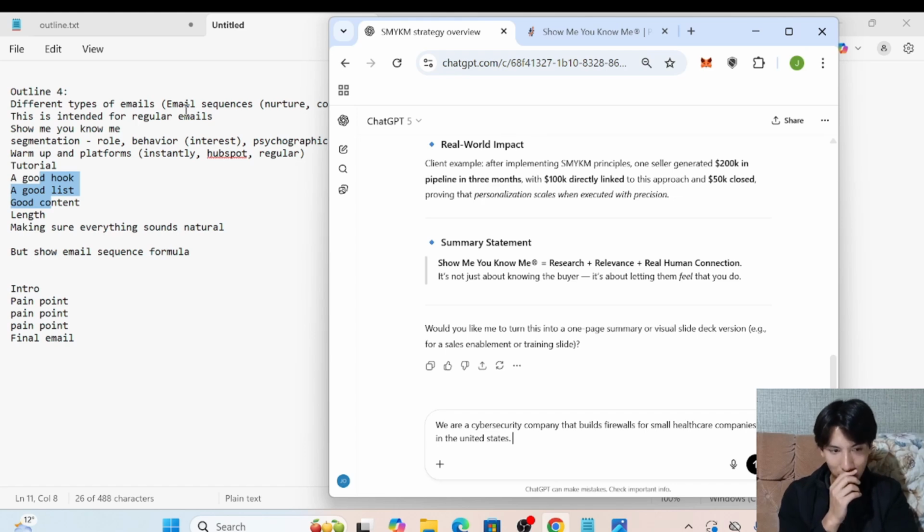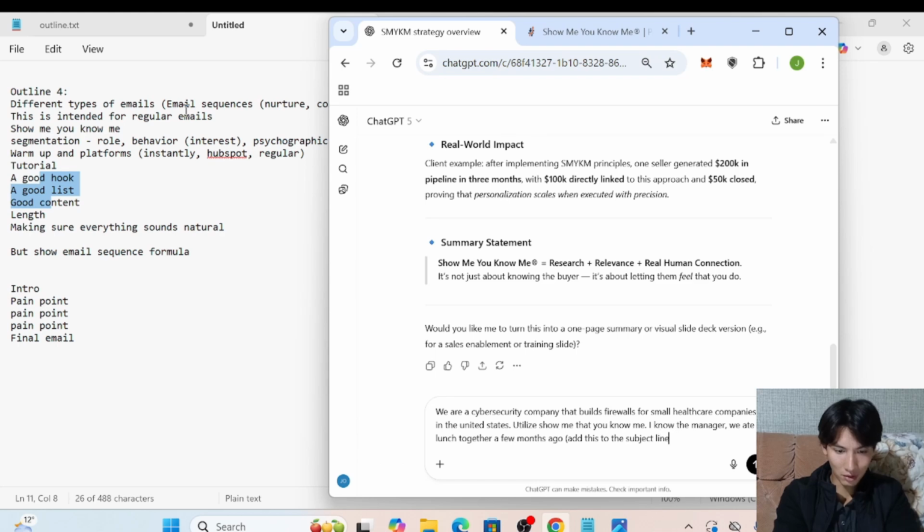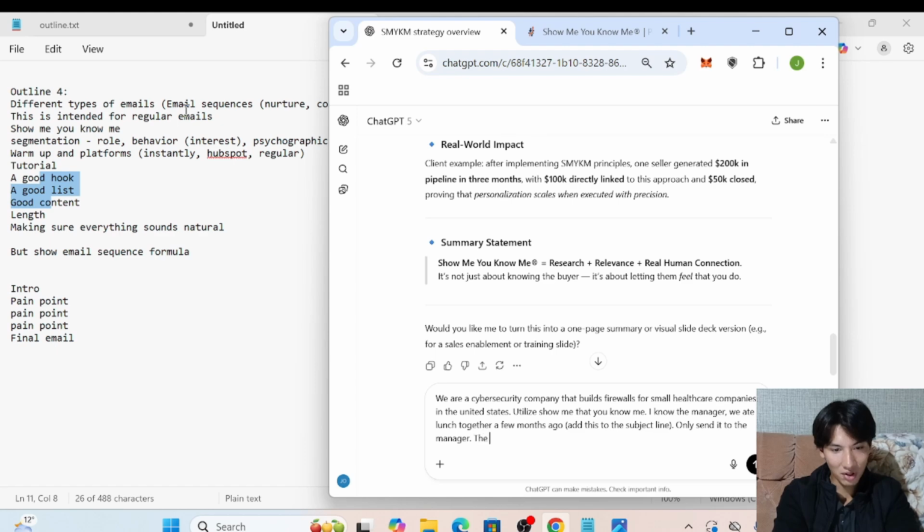It's going to be a one-time email, and we want to do "show me that you know me." So let's just say in this hypothetical scenario, say I know the manager, we ate, and then what we're going to say is add this to the headline, the subject line. Okay, and then after that, we're going to only send it to the manager. And let's say that the manager is in charge of the IT department.